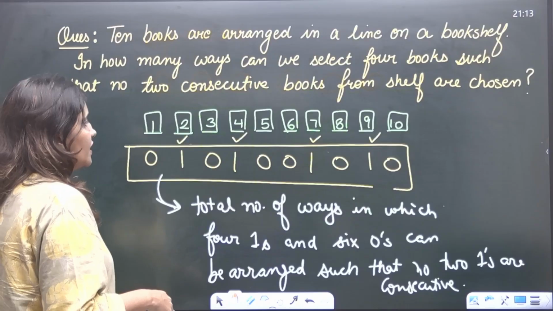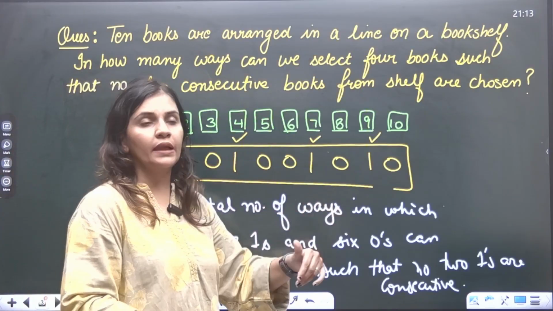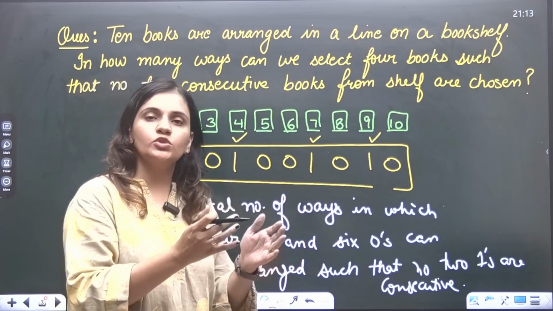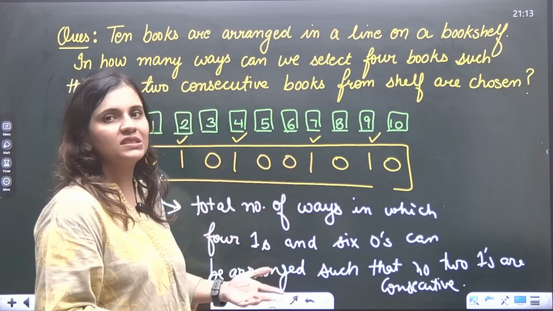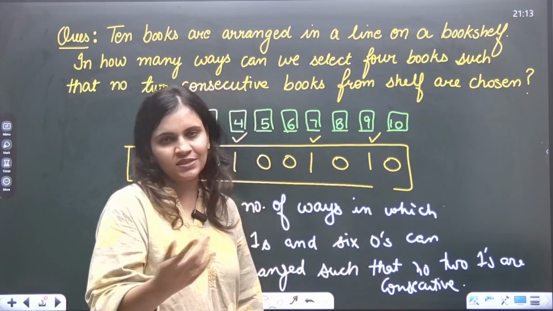If you have any confusion regarding bijection, it's okay, leave it. You just have to understand that whatever you want to select, you keep it as 1, the rest you can keep as 0, and different sequences will give you different outputs. The same thing we are going to apply in the next question in the next part.